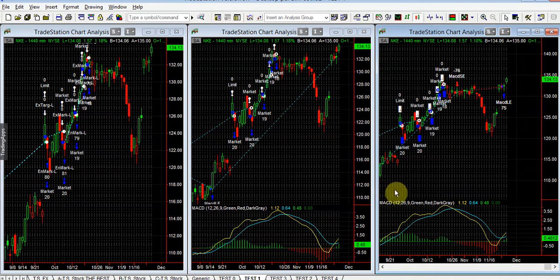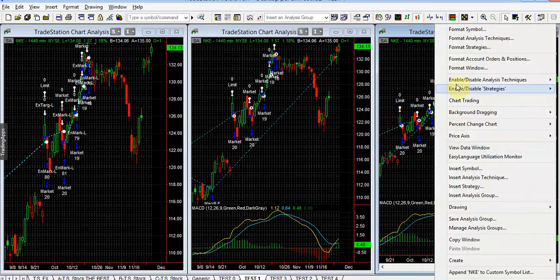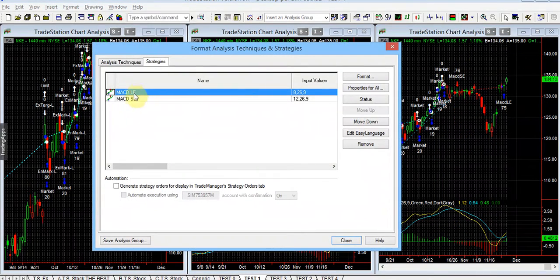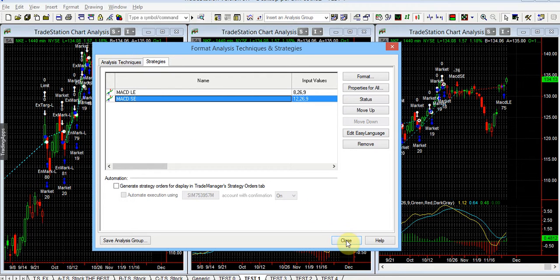So you see here, if you look at the below side of this chart window, where I'm using as instrument the stock of Nike, I've just inserted the MACD. The same MACD can be used as a strategy. So if you right click and format a strategy, I'm using these two strategy components, MACD long entry and MACD short entry. So I'm using the MACD for the long signal and for the short signal.